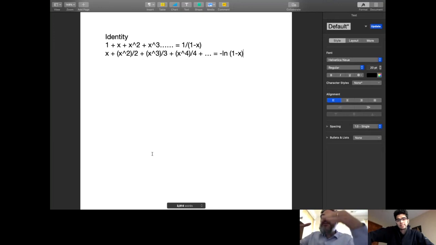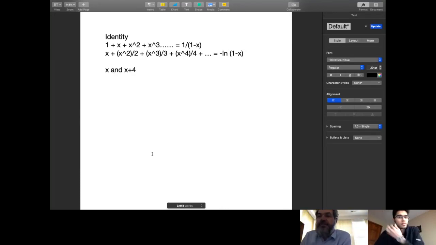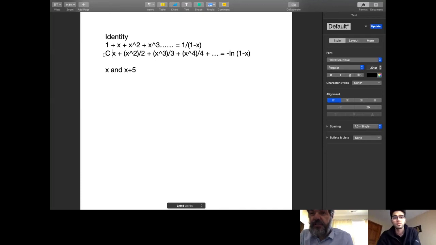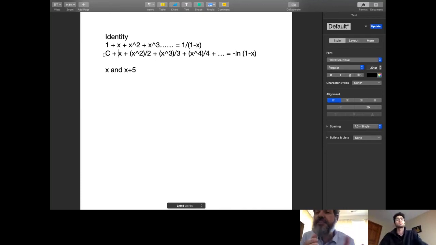Yes. You recall, because you can have two functions that differ by a constant. So a function and a function plus 5. Right? And they have the same derivative. So it was incorrect for us to write what we wrote above. What we have is that the left side, which is x plus dot, dot, dot, plus a constant, is equal to minus natural log of 1 minus x. But I want to find the constant.